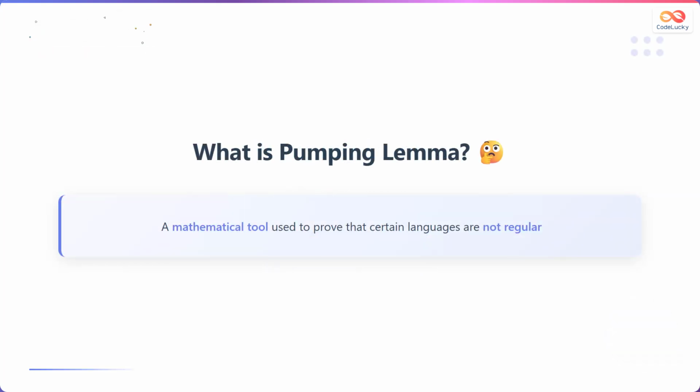So, what exactly is the pumping lemma? It is a mathematical tool that is used to prove that certain languages are not regular. In other words, it helps us demonstrate that some languages cannot be recognized by finite automata.